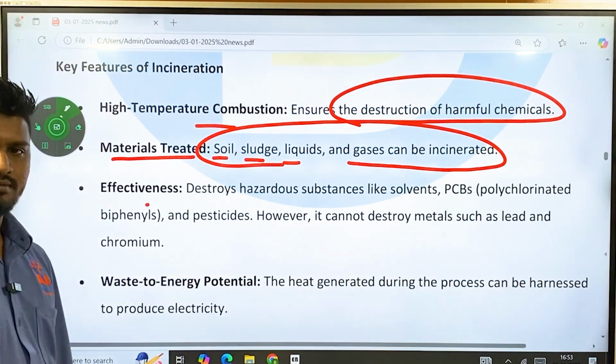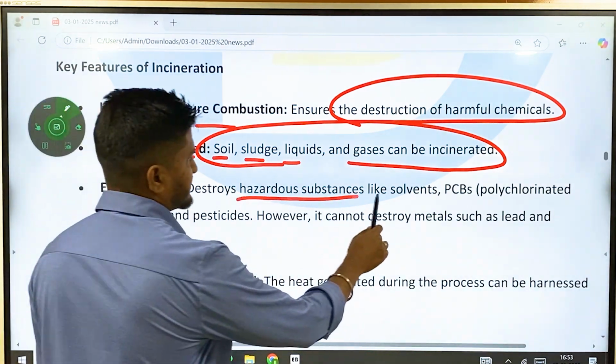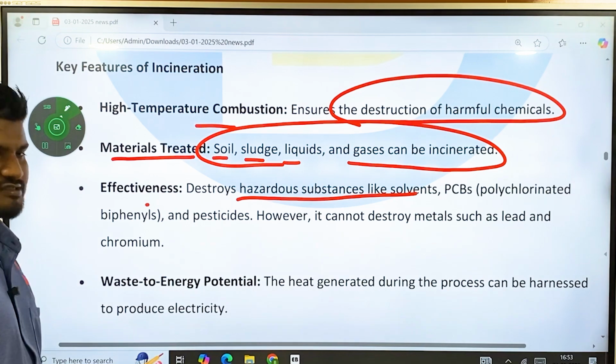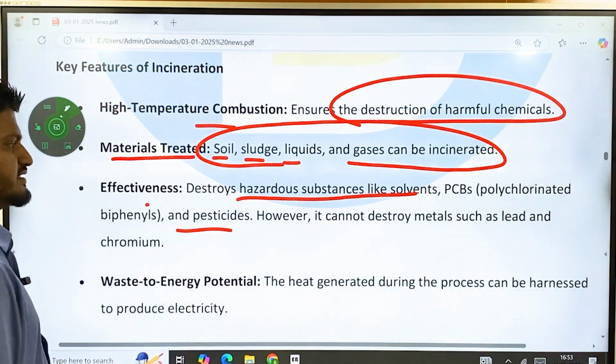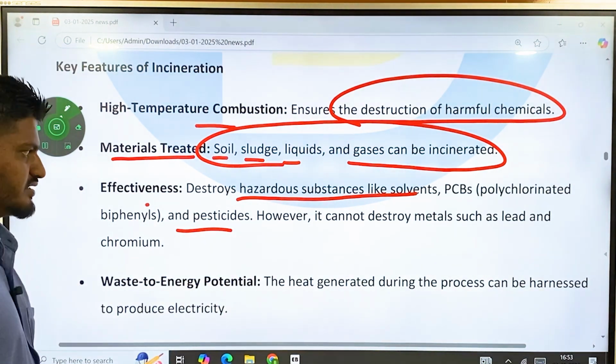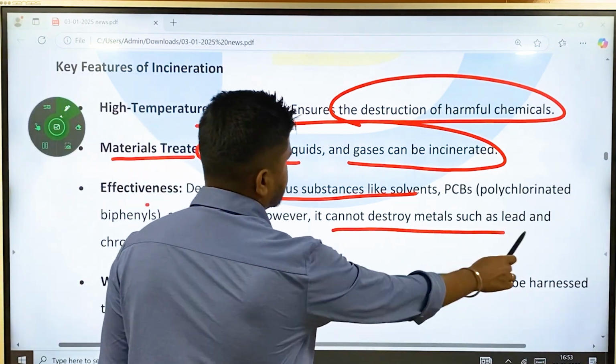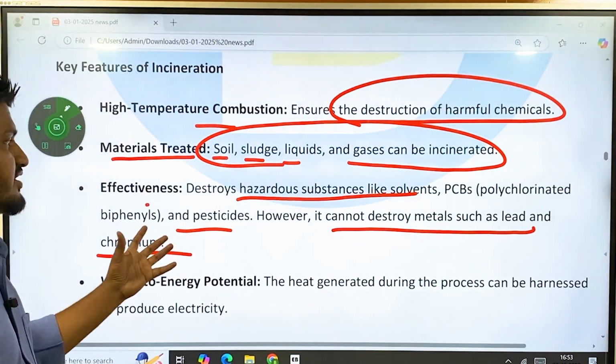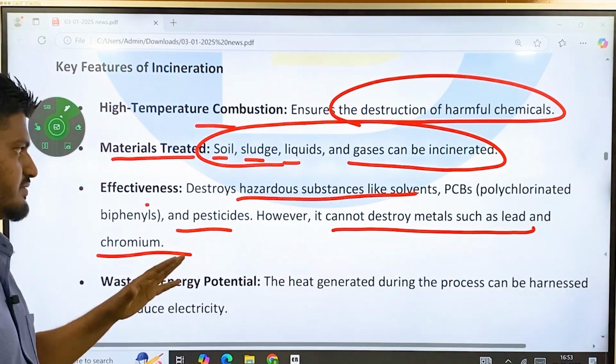Effectiveness: it destroys hazardous substances like solvents, polychlorinated biphenyls, that is PCBs, and pesticides. But the drawback is it cannot destroy metals such as lead or chromium. But it is effective in destroying solvents such as PCBs, etc.